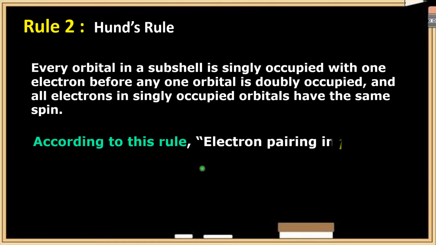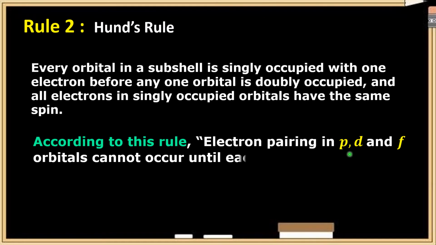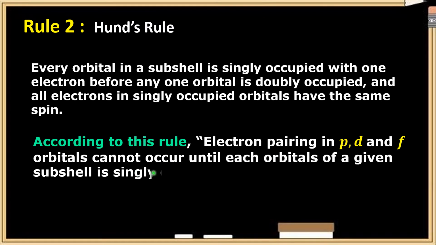According to this rule, electron pairing in p, d and f orbitals cannot occur until each orbital of a given subshell is singly occupied. We know we have 3 p orbitals and 5 d orbitals and 7 f orbitals, and all these orbitals are singly occupied at first, then they are doubly occupied.